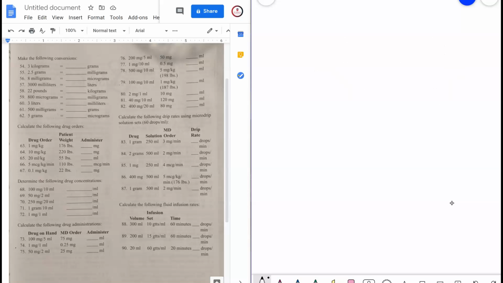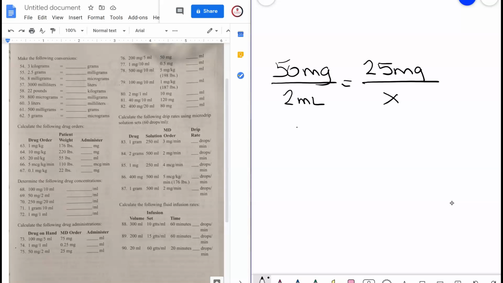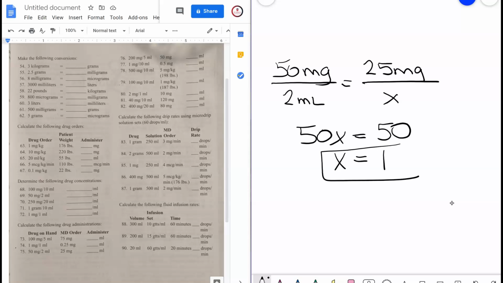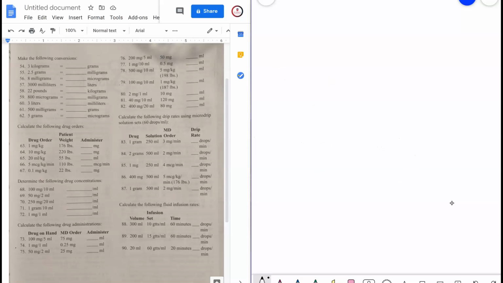All right. You have a 50 milligram in 2 mL vial, and you want to give 25 milligrams. So 50x, because we're cross multiplying, equals 50, right? Because 2 times 25 is 50. Divide both sides by 50. X equals 1 milliliter. This is Benadryl. Most of the time, this is your Benadryl, how it's packaged.